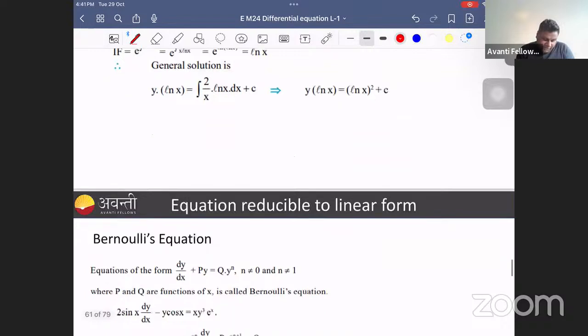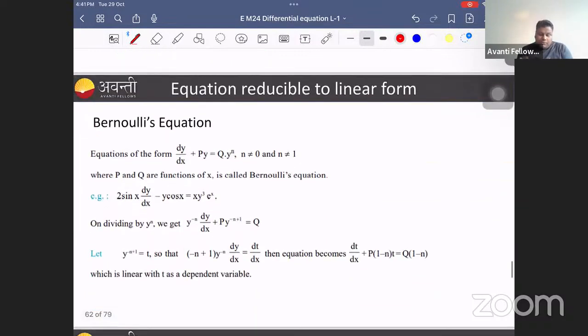Chalo, anyways, this was an easy treat. Now, forms reducible to linear. See, forms reducible to linear, let us not talk too much about this. We call it Bernoulli's equation. So we will directly jump to a question and learn from that. Let's not decide on any strategy, so things may change here with respect to every problem differently.